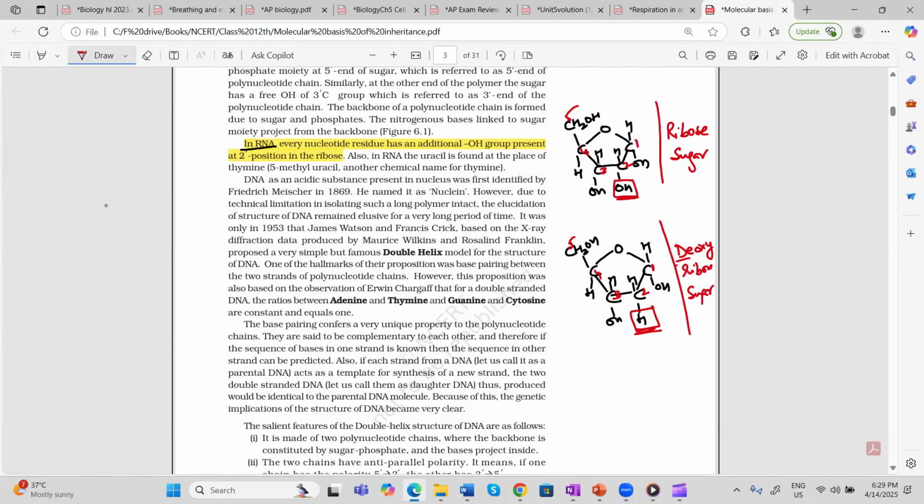The word De means what? Removal. Oxy means oxygen. So you are removing oxygen. From which position? From the second position. I think I have explained the diagram also.